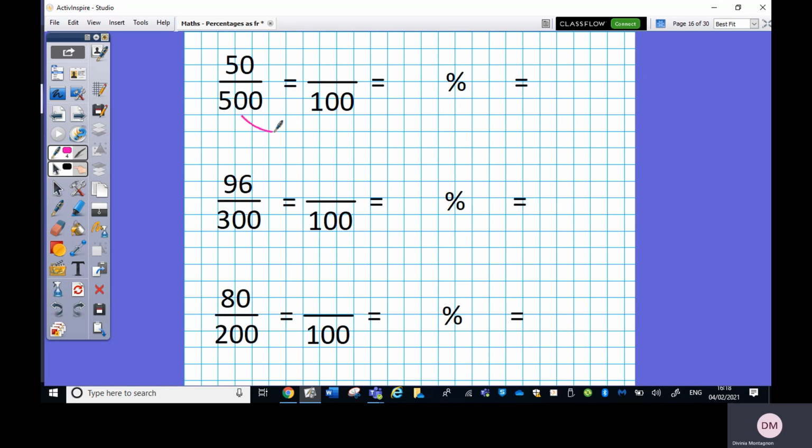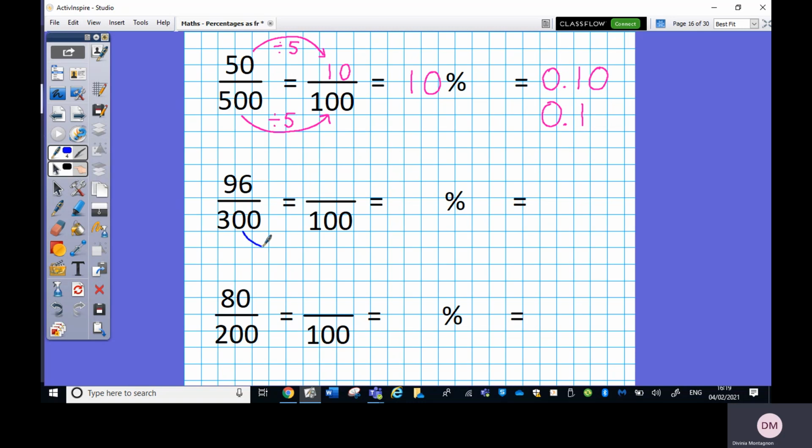Okay, let's do a couple more together. What do I need to do to 500 to get to 100? Good, I need to divide it by 5. So therefore, whatever I do to the denominator, I do to my numerator. 50 divided by 5 equals, good, 10. So I know that 10 hundredths equals 10%, and as a decimal is either 0.10 or 0.1. Good.